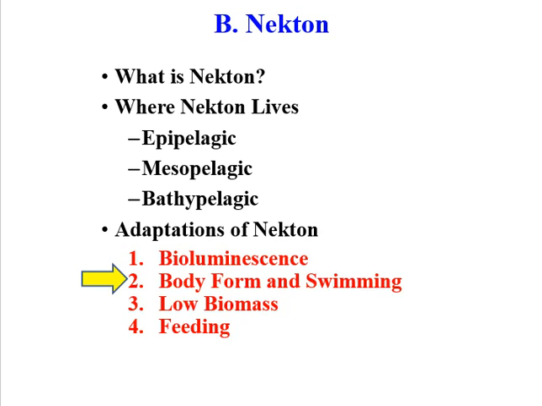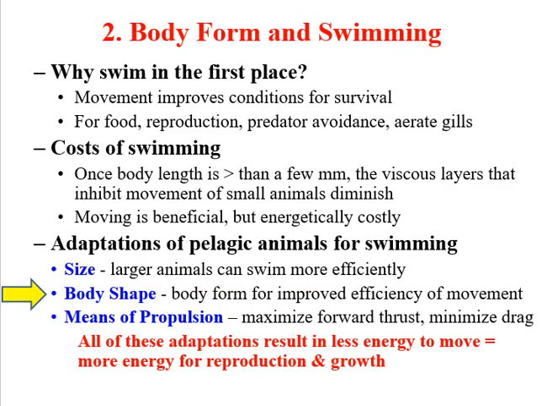All right, well, let's turn our attention to the type of body form in swimming. If you live out in the open ocean, you're not going to be laying on the bottom, except in the very deep. So you've got to be able to move through the water column. You've got to be able to maintain your position in the water column. So let's take a few minutes to consider what kind of adaptations you need if you're out swimming around in the open ocean. First of all, why is it advantageous to be able to swim? Why is it advantageous to have a certain body form that helps you to swim?